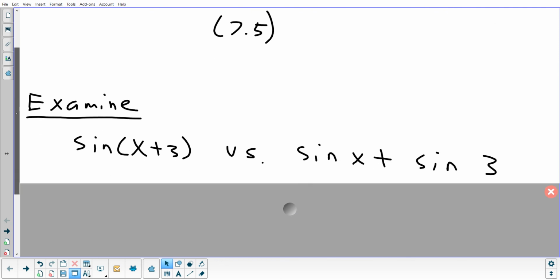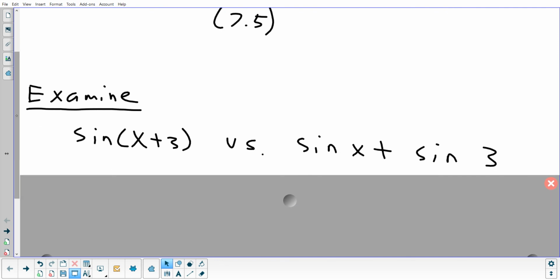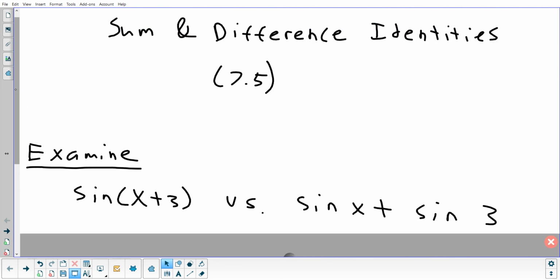So let's take a look at this. I want you to look at the sine of x plus 3 compared to the sine of x plus the sine of 3. And what I want to know, does anyone think that those two things are the same? Or do you think they're different?